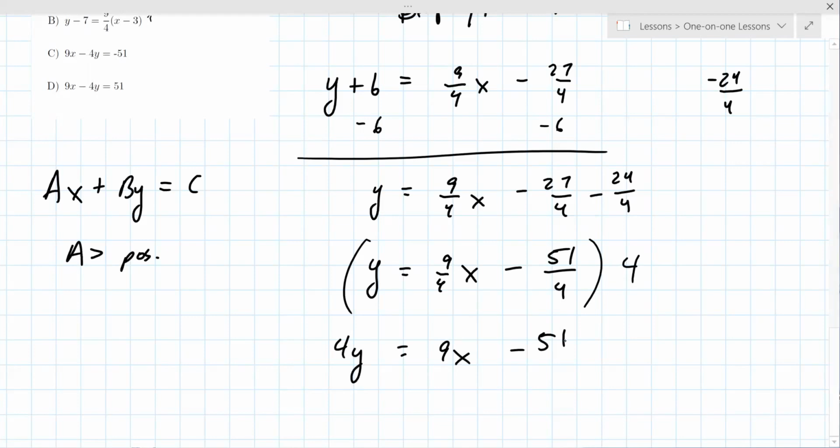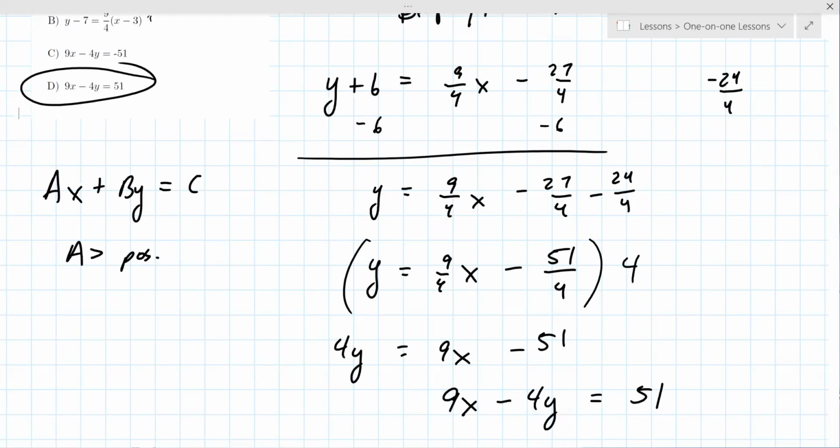And then you move the 9x over, so it's negative 9x. Oh, we can have a negative. Well, we could clear it after. Plus 4y equals negative 51. And then you multiply everything by -1. So it's 9x minus 4y equals 51. Good.